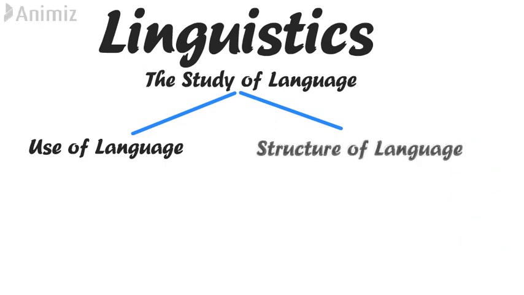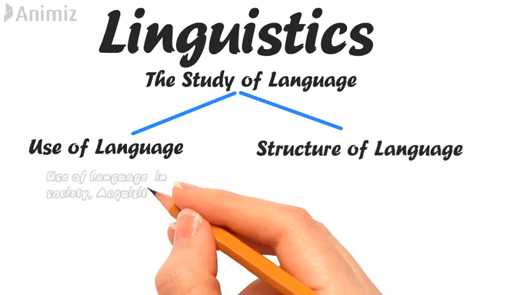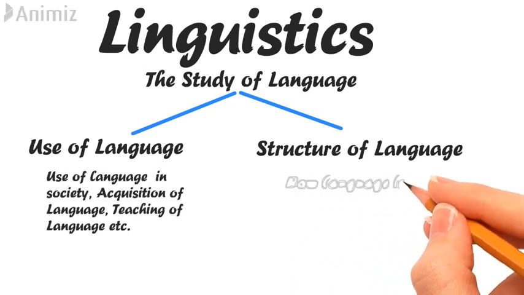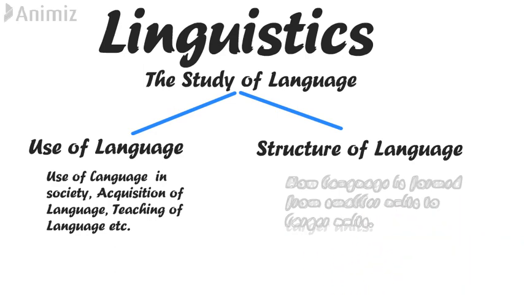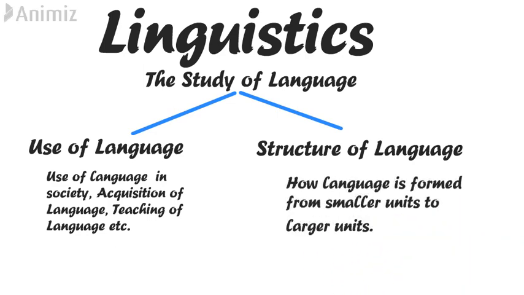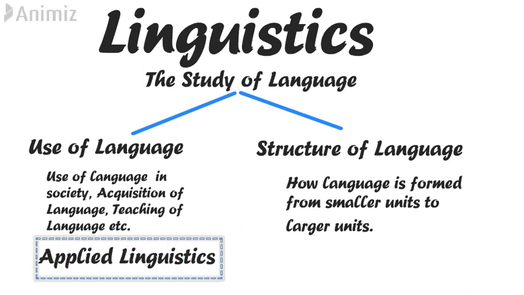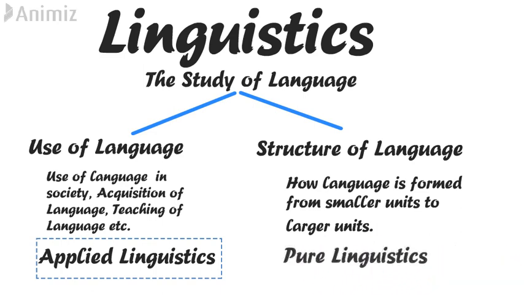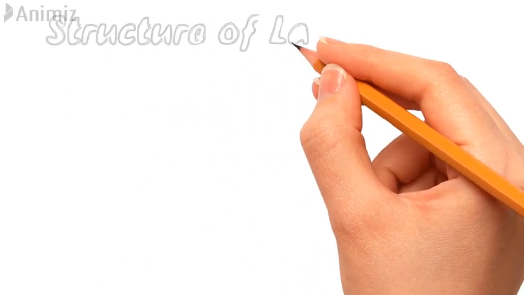By the use of language, we study how language is used in society, how it is acquired, and how it is stored. While in the structure of a language, we study how the language is formed from smaller units to larger units. The use of language is studied in applied linguistics, while the structure of language is studied in pure linguistics. So these are the two major aspects through which we study language.